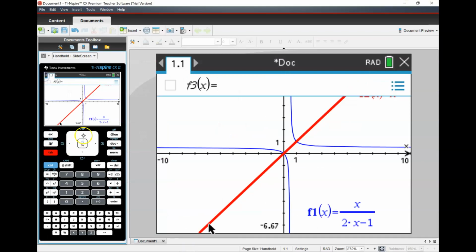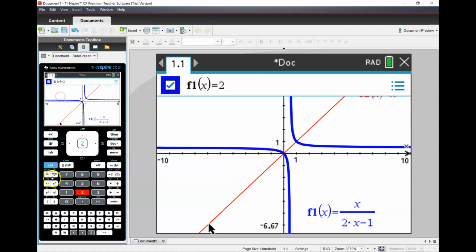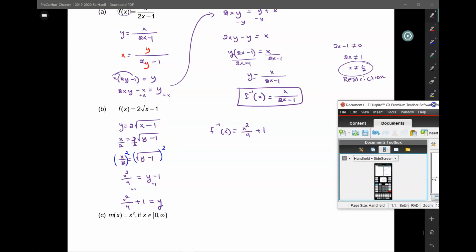All right, so let's see what I mean by that. So if I have 2 times the square root of x minus 1, that's what that looks like.